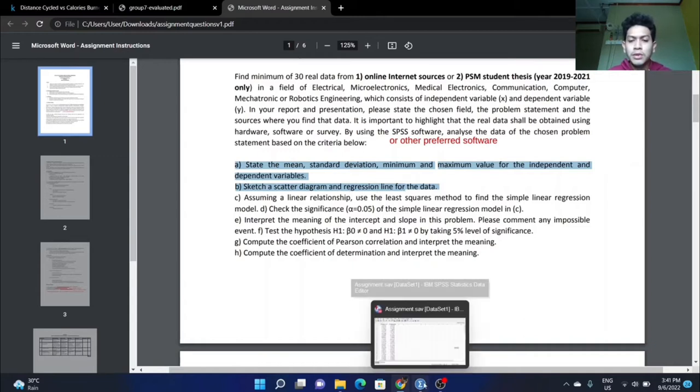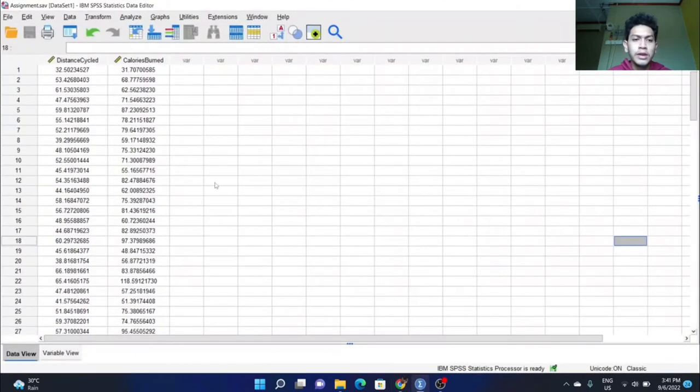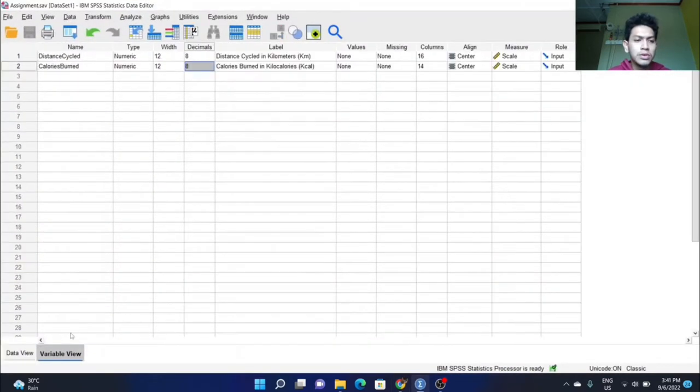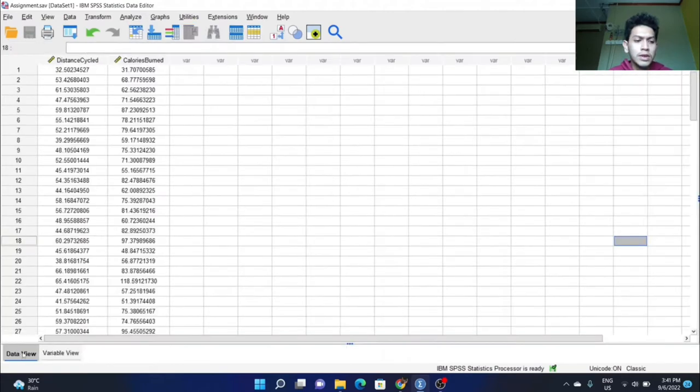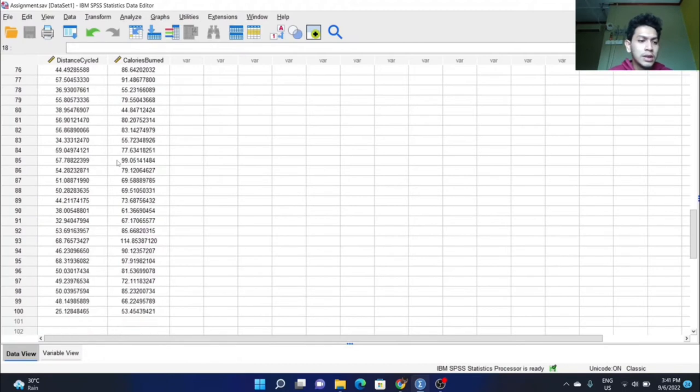My team uses SPSS software, which is this. The first thing we must do is variable view. We decide that this is the distance cycle and this is the calories burn, with distance cycle in kilometers and calories burn in kilocalories. After we decide this, we input the data. This is the data for distance cycle and calories burn, and it has 100 data.